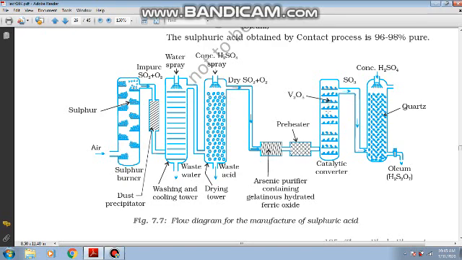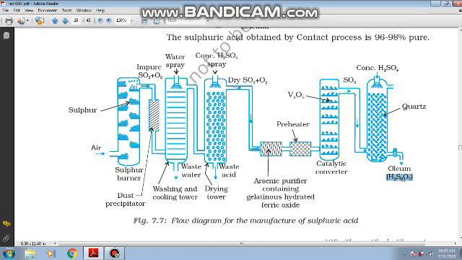Sulfur dioxide will be oxidized to sulfur trioxide on the surface of vanadium pentoxide, and this sulfur trioxide is now sent to another chamber where it will be digested in H2SO4. Now this concentrated H2SO4 after absorption of sulfur trioxide gives you the oleum. Now this oleum is packed into the containers and it is transported.